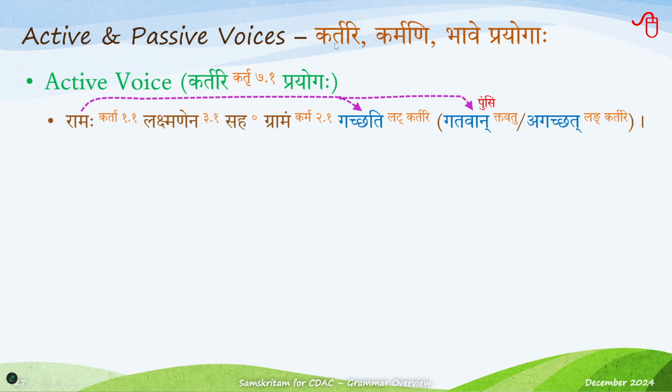Kriya Kartari Upavishati. Kriya sits in the Karta. Kriya Karmani Upavishati. It sits in the Karma. In Bhava, Bhava means in itself, in its own meaning. So Bhave Upavishati. It sits in its own meaning. It doesn't have a reference to either a Karma or a Karta. That is the difference between Kartari, Karmani, Bhave.